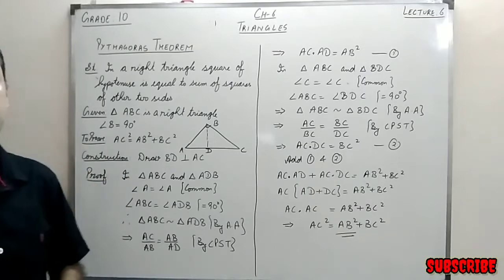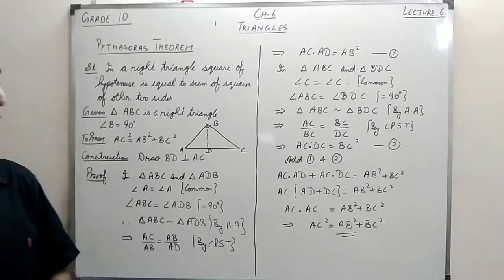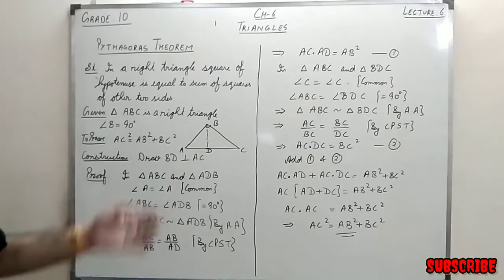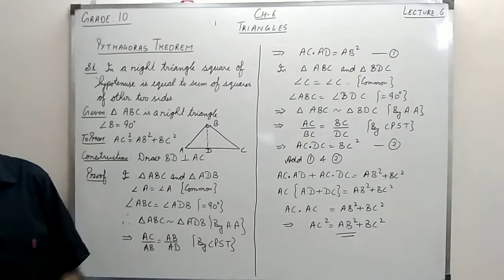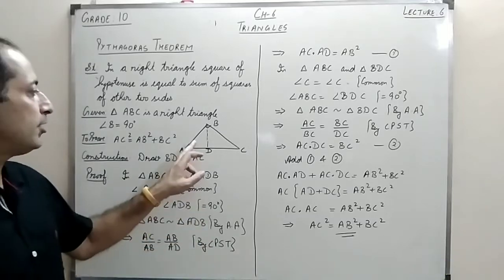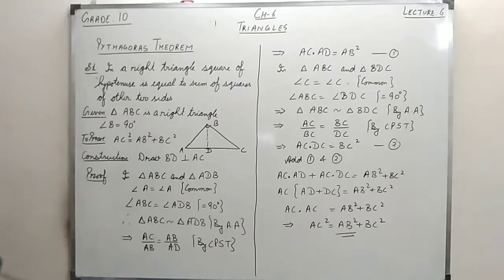To prove the theorem, we have done a construction. We have drawn a perpendicular from B on AC, that is, BD perpendicular to AC. Now you can see we have three right angle triangles in the figure. One is the main triangle ABC, then we have triangle ABD, and then triangle BCD. We will be proving these two small triangles similar to the main triangle. So let's see the first one.